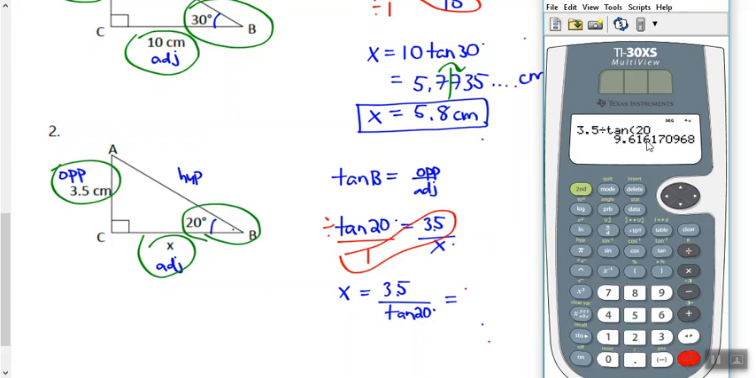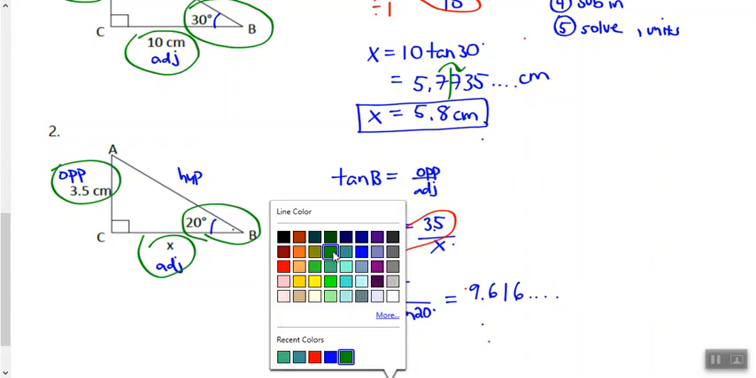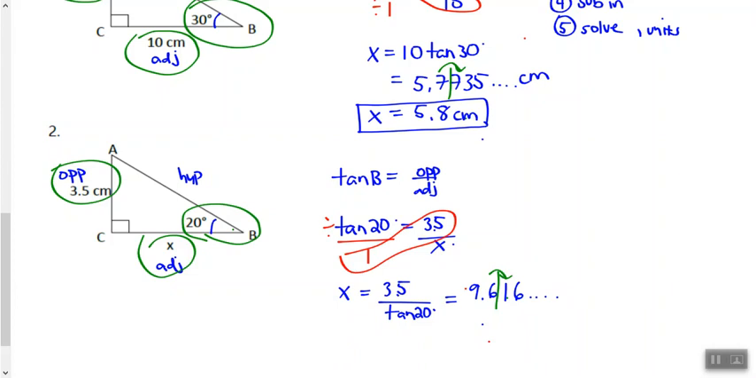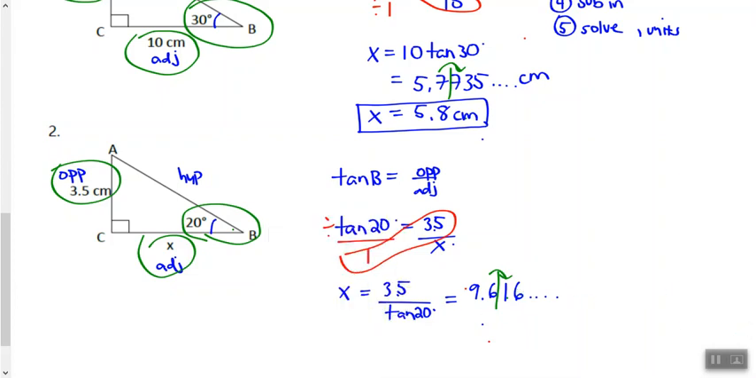We get 9.6161, so on and so forth. So 9.616, rounding to 1 decimal place. We get 9.6, and then my units are centimeters. So x equals 9.6 centimeters. Next question.